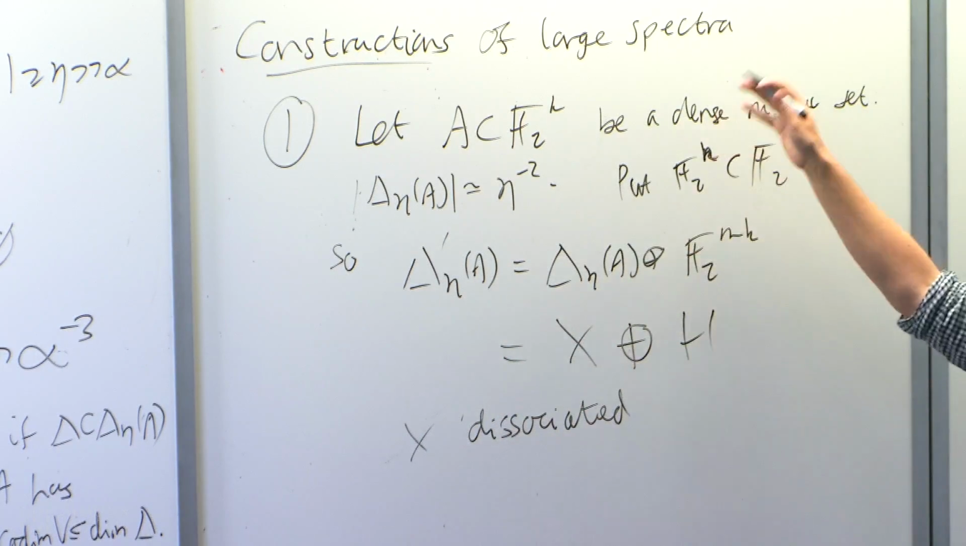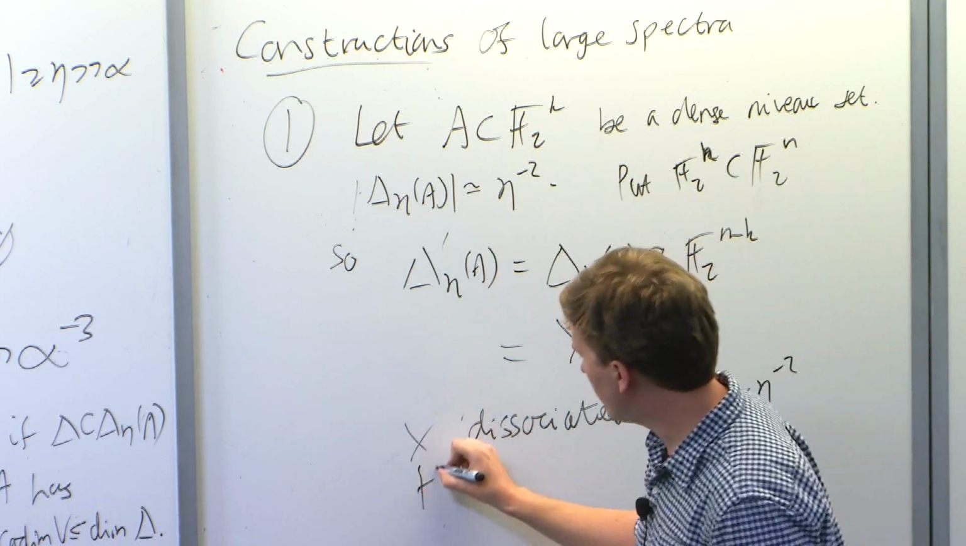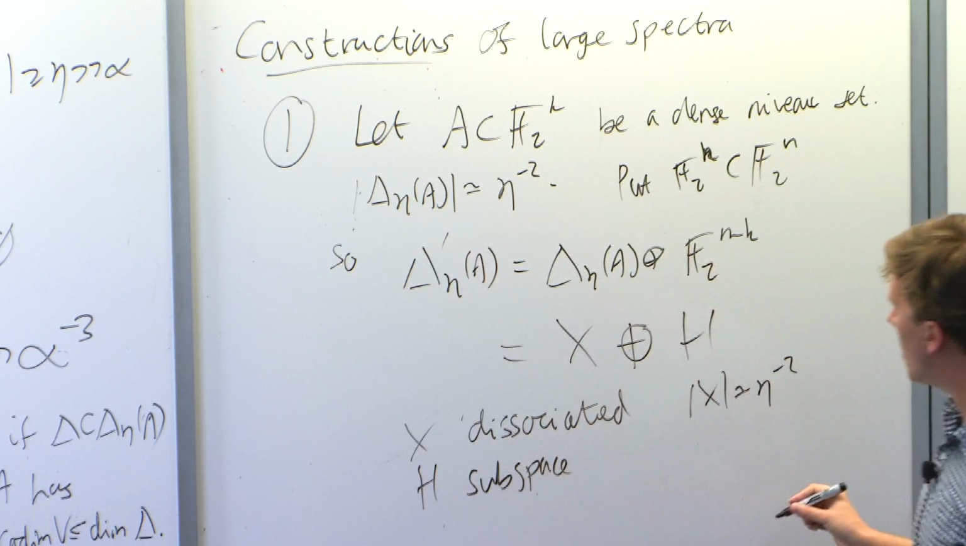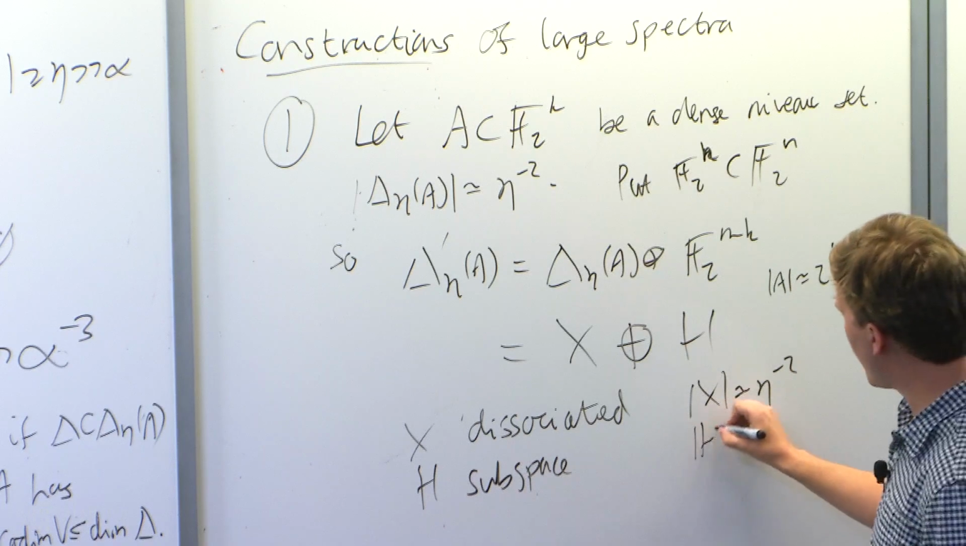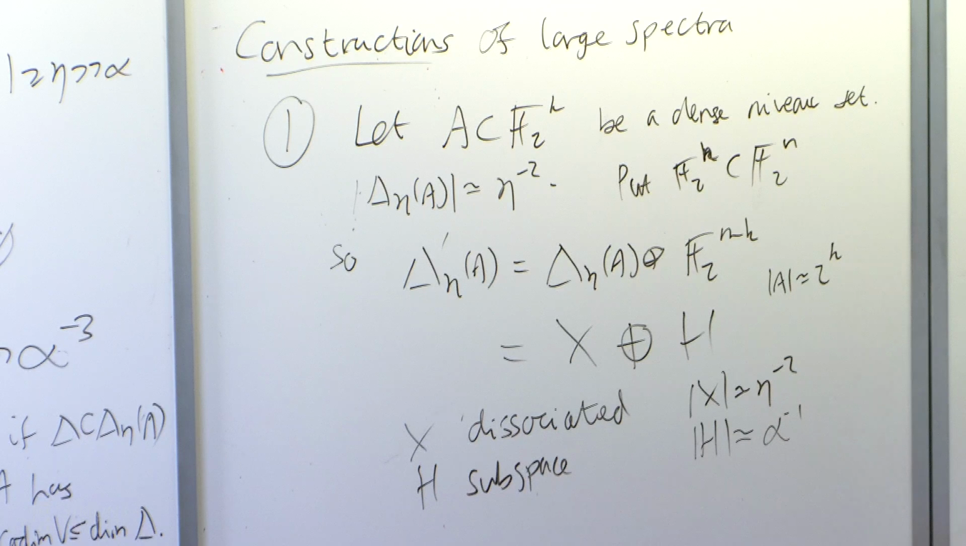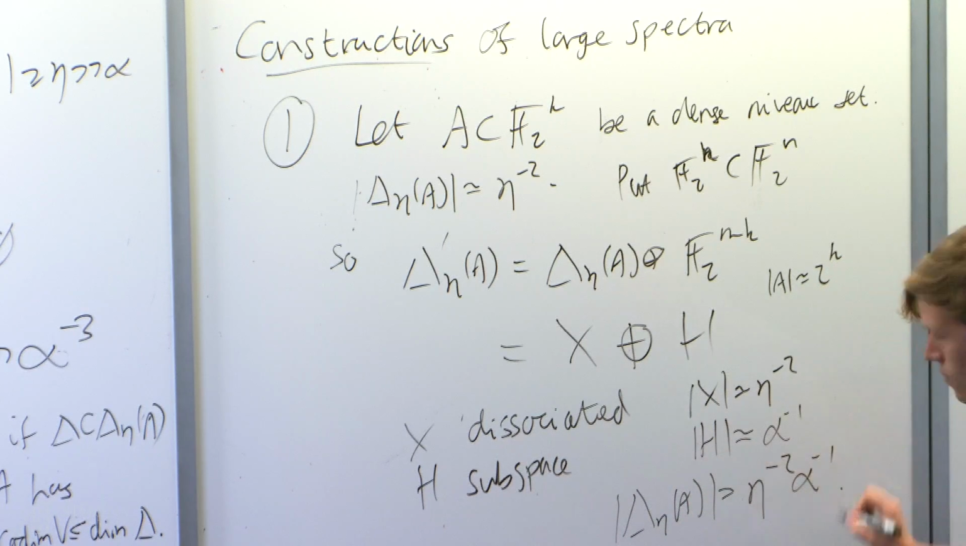Okay? And I'm going to write this as X direct sum H, where X is dissociated, right? Because I knew I could do this. This is my construction of a dissociated set of size eta to the minus 2. And H is a subspace. And what's the size of H? Well, you can just check. The density of A is dense, so the size of A is roughly 2 to the K times some constant. Therefore, the size of H, which is 2 to the N minus K, is roughly alpha to the minus 1. So this is the first of two examples. And note that the spectrum really is that large, so the size of the spectrum really is eta to the minus 2 alpha to the minus 1. So this is one way of constructing spectra which are sets as large as they can be by Parseval. It can be a dissociated set direct sum a subspace.